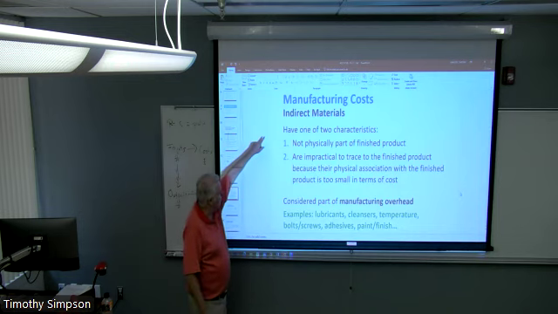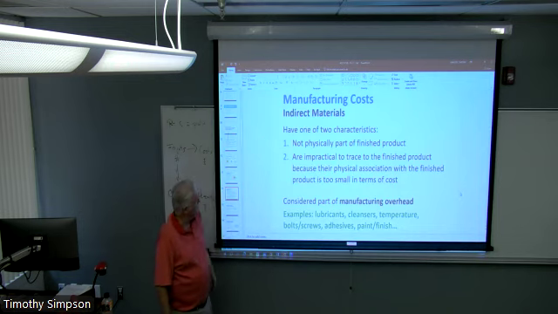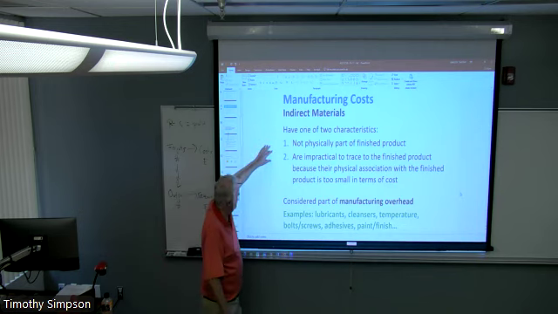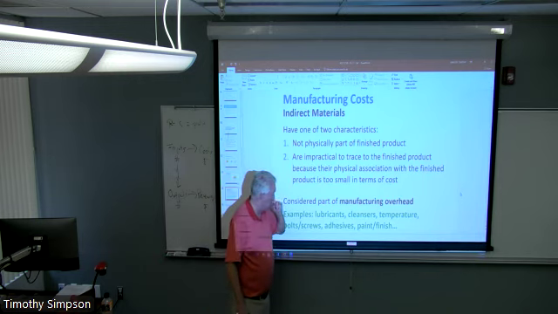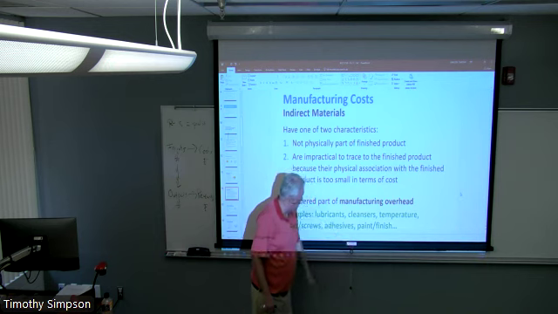So we're still talking about materials, but these are indirect materials, okay? These are things that have these characteristics. You know, they're not physically part of the product itself. And I put down here some examples of things which are not physically part of the product. Things like cleaning agents, like cleansers.